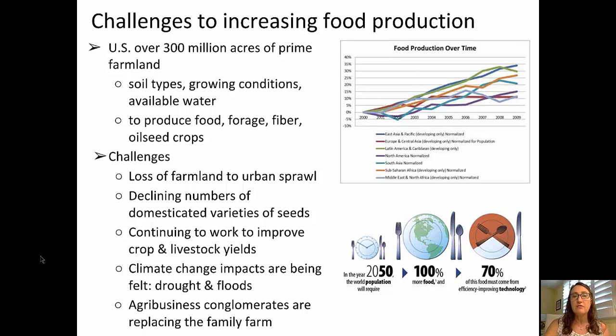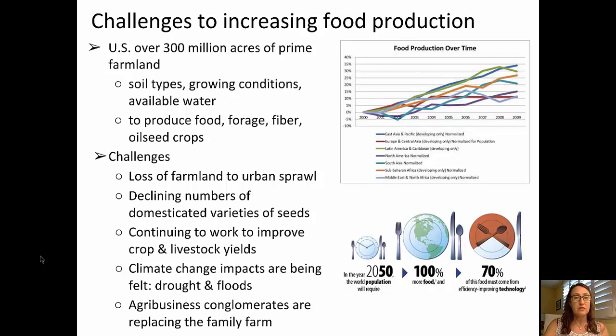So in the U.S., we have over 300 million acres of prime farmland, and that includes farmland with different types of growing conditions, different availability of water, and different soil types. And we use that prime farmland to produce food, forage, fiber, and oilseed crops.